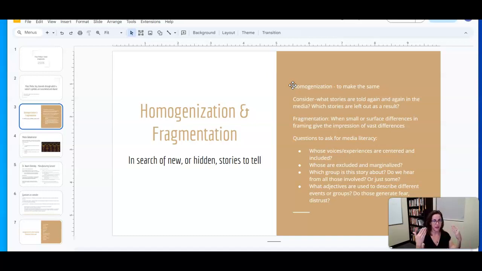So questions that we can ask when we're developing our media literacy, our ability to look at media critically, are: Whose voices and experiences are centralized and included? Whose are excluded or marginalized? Which group is this story about? Do we hear from all of those involved or just some? What adjectives are used to describe different events or groups? Do they generate fear, distrust, commonality, sameness, and so on? These are some of the things we want to be thinking about, particularly as we think about the Israeli-Palestinian conflict and how it's being presented in the news today.